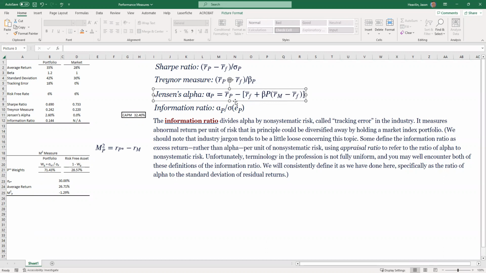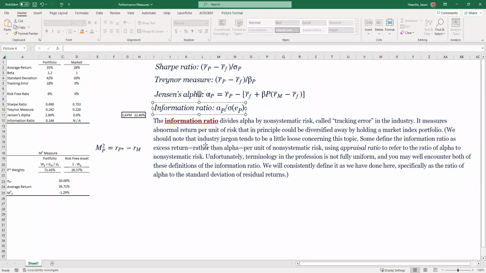And what we're doing is taking the expected return, or the average return, of the portfolio minus the CAPM portion. If it's positive, your alpha is positive, and it's similar to having an abnormal return when you compare expected returns to required returns.